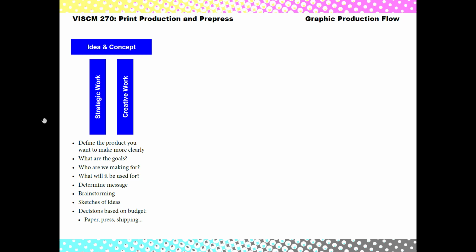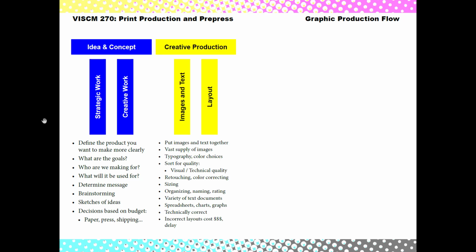After that, once you've decided on a product, you can start moving into the creative production phase. And this is where you as a designer will take on most of your work. In creative production, I kind of split it into two areas. One is images and text. This is just gathering everything together. You're going to get images given to you that need to be used. You're going to have to go out and find your own images. You're going to make decisions on typography and color choices. You may have to go get these approved before you even start with the layout process.